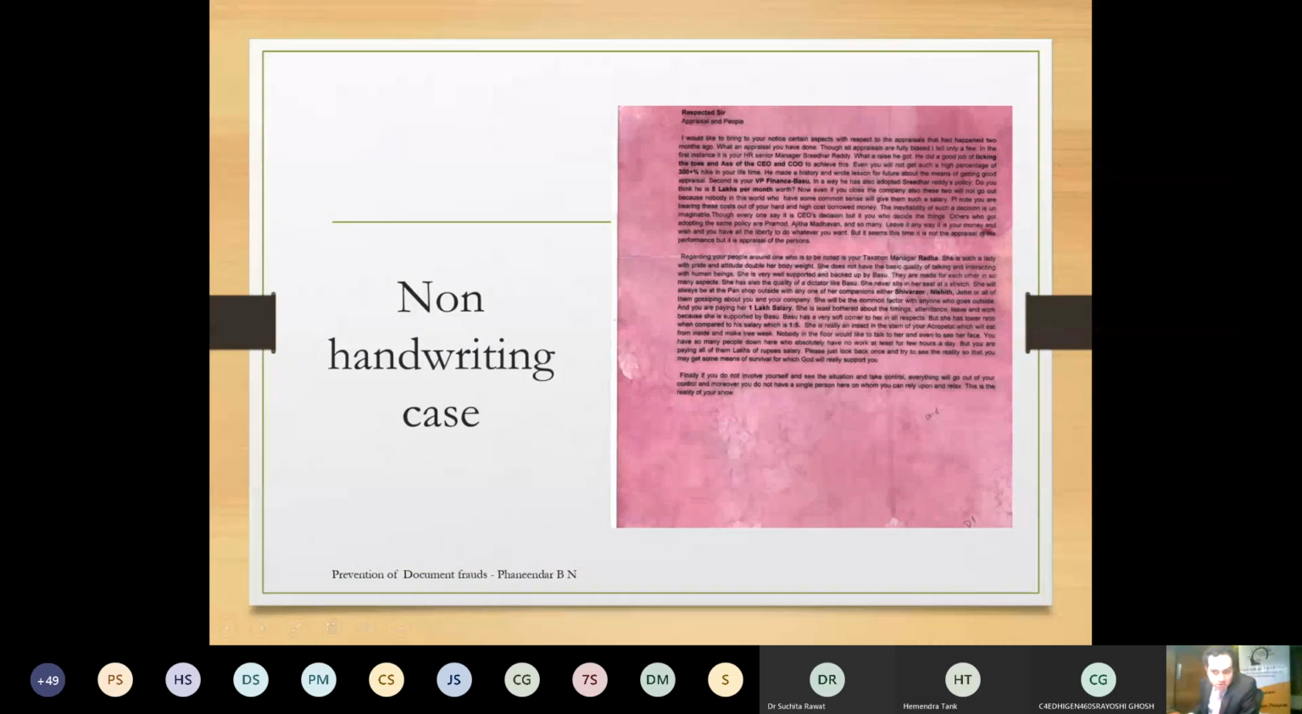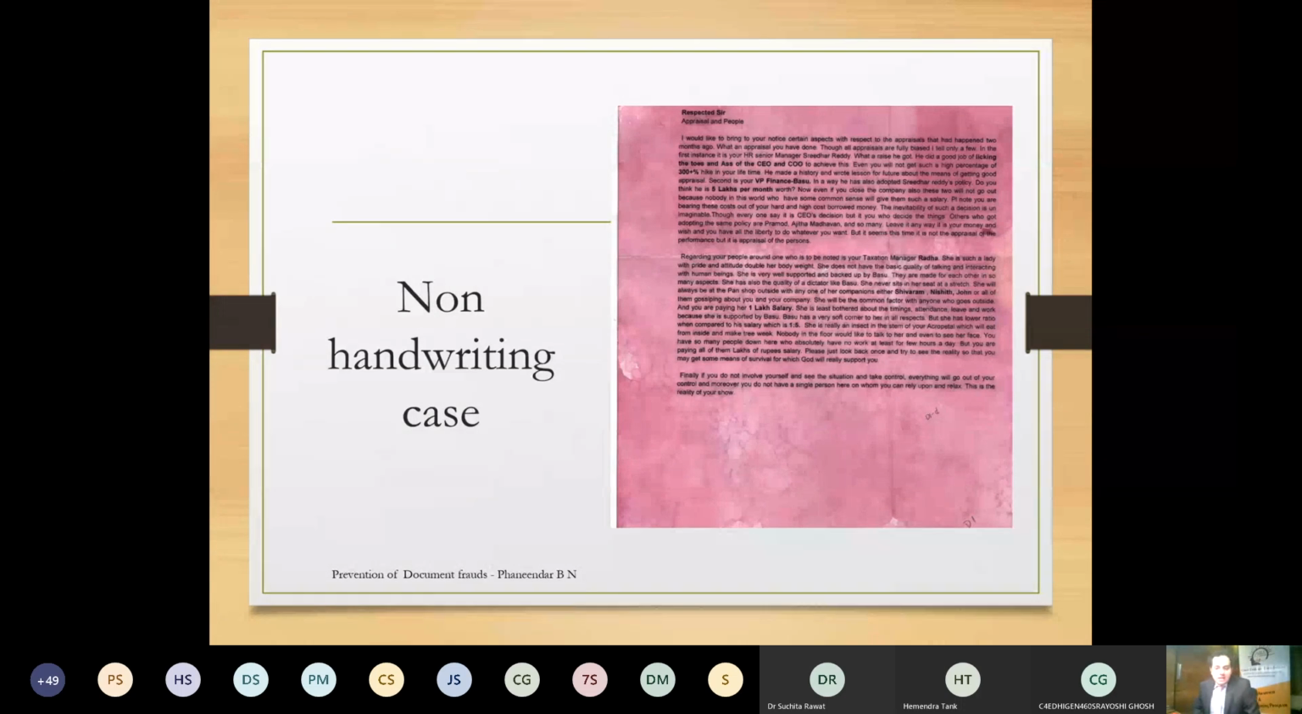For all those who think only the handwriting cases or signature cases can be referred to a handwriting expert, and when there is printed content like this, how can anybody investigate? So in this kind of cases, there are two aspects. Aspect number one is the forensic linguistics. That is a different topic of discussion.